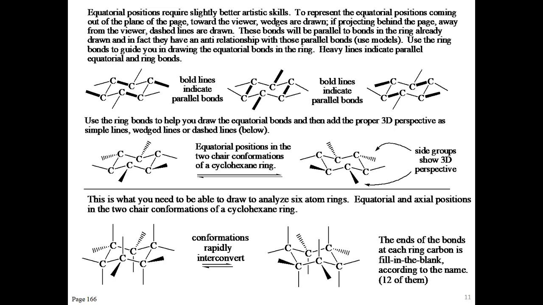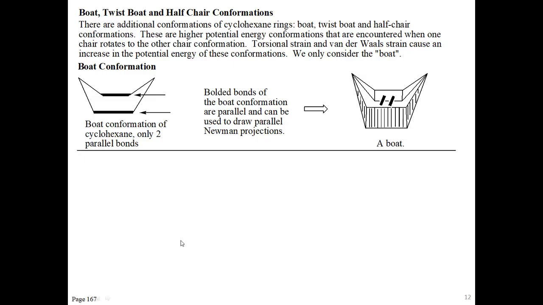If two groups are equatorial, say like this group right here and this group right here, they could be trans. This is on the top, this is on the bottom. Or it could be equatorial here and equatorial at 3, and those would be cis, because this is on the top and this is on the top. So cis and trans refer to same side or opposite side.